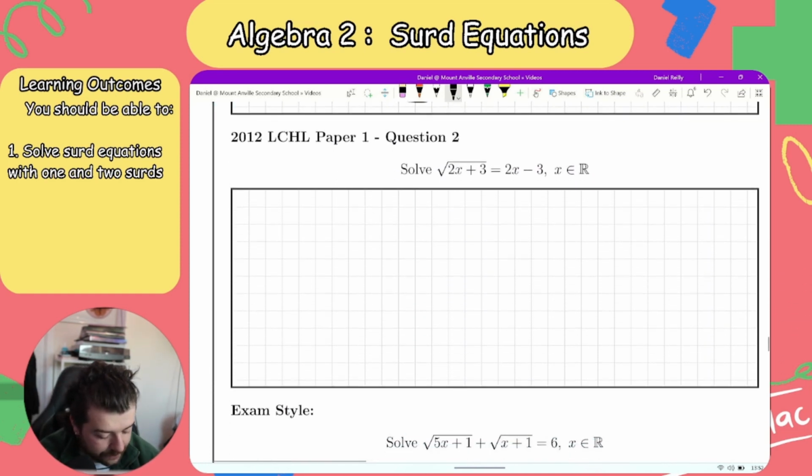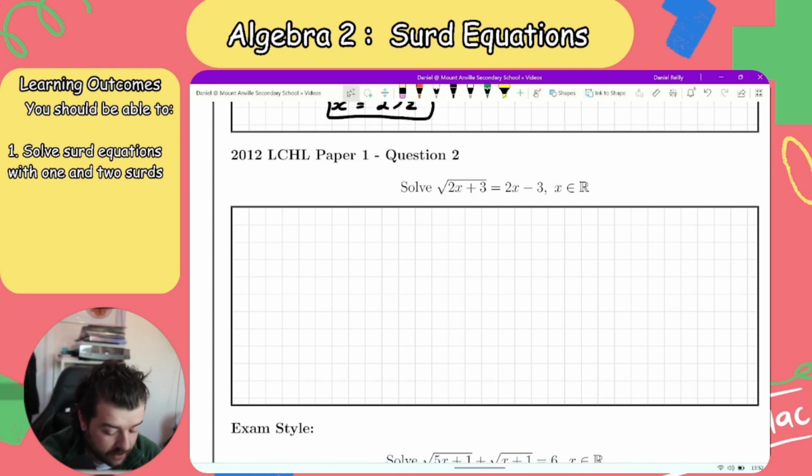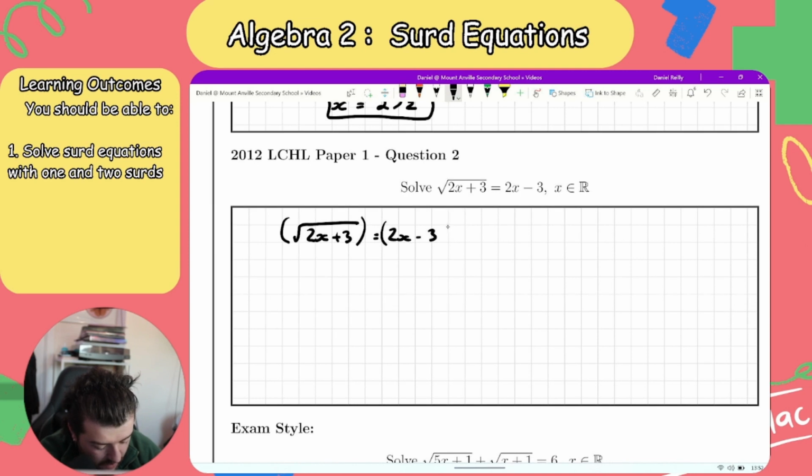Alright, next one. So this is a one-step surd equation. So solve root 2x plus 3 equals 2x minus 3. So I have root 2x plus 3 equals 2x minus 3. So square both sides.